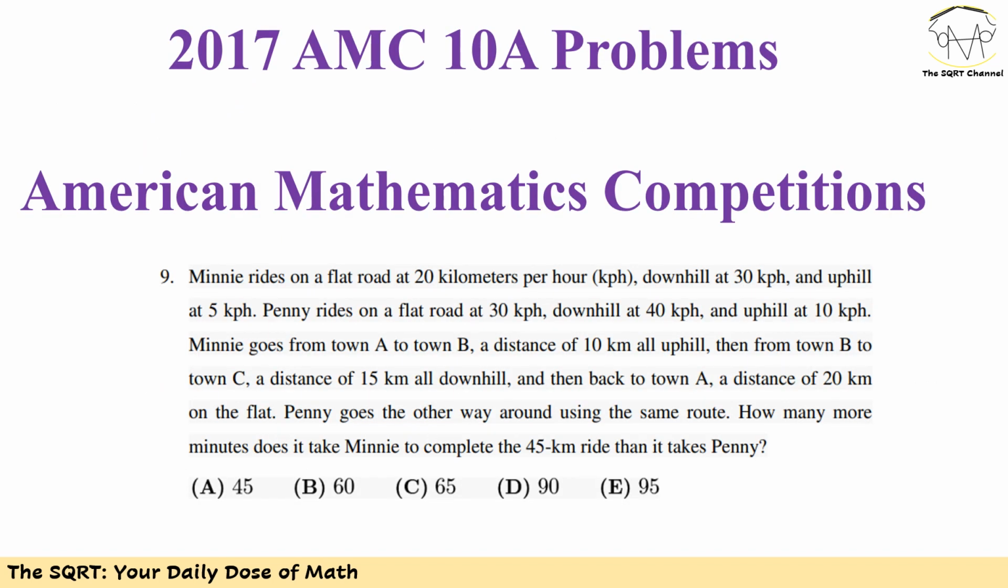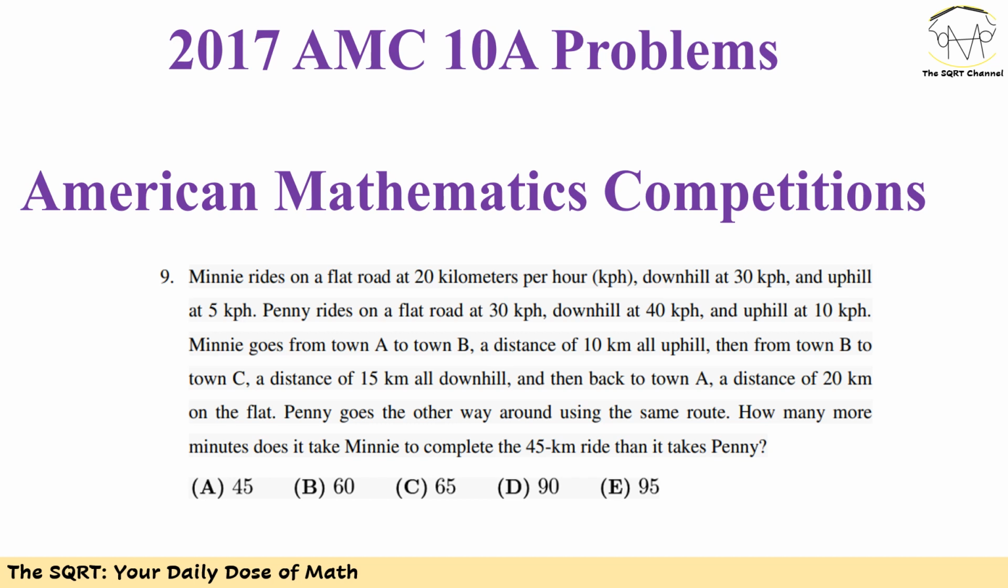Now let's focus on problem number 9. Here, Minnie rides a flat road at 20 km per hour. If it's downhill, Minnie rides at 30 km per hour, and for uphill, it's going to be 5 km per hour. On the other hand, Penny rides on a flat road at 30 km per hour, downhill at 40 km per hour, and uphill at 30 km per hour.